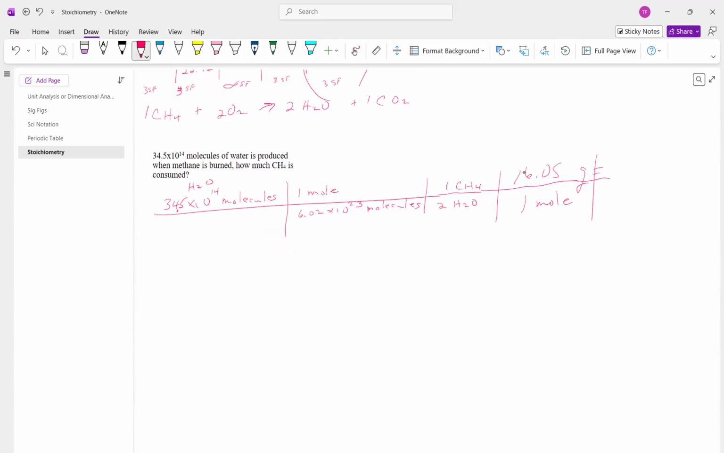Okay, step number 1, convert to moles. Step number 2, coefficient ratio from the balanced equation. Step number 3 is to convert to, in this case, grams. Again, 3 steps.